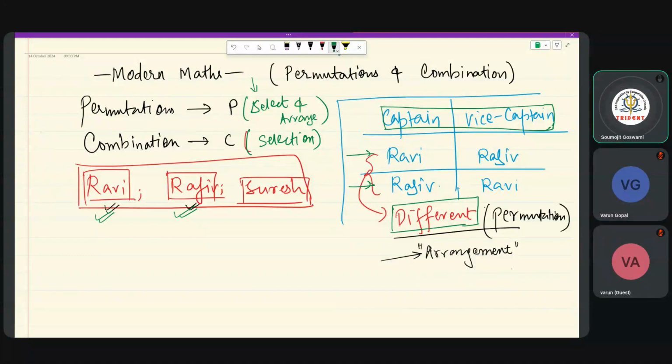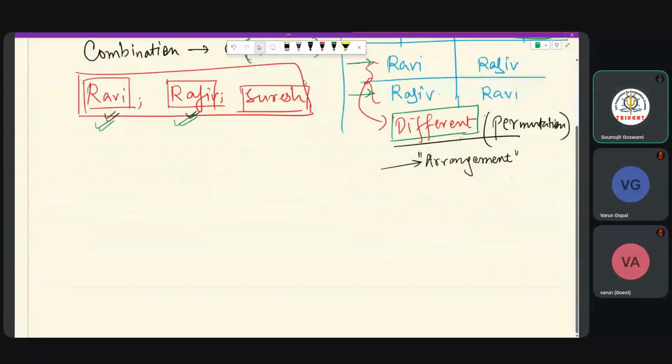Now, I'm going to take you to a similar example, not very different from what we are discussing. In this situation, let's say I need to form teams.